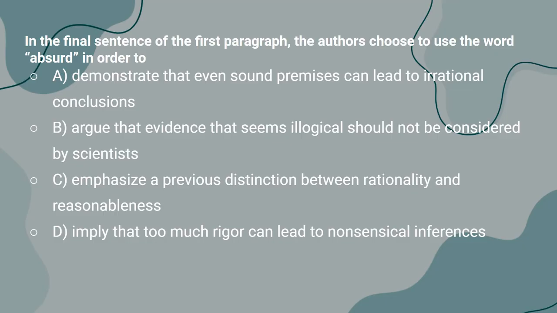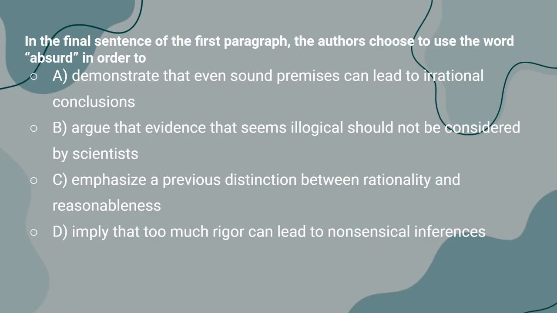So A, to demonstrate that even sound premises can lead to irrational conclusions. Not a terrible answer. I'm going to keep this on the table. B, argue that evidence that seems illogical should not be considered by scientists. I don't think this is a terrible answer, but I also don't agree with this statement because they never say that evidence that seems illogical should not be considered. They never say that, so that's not a good one.